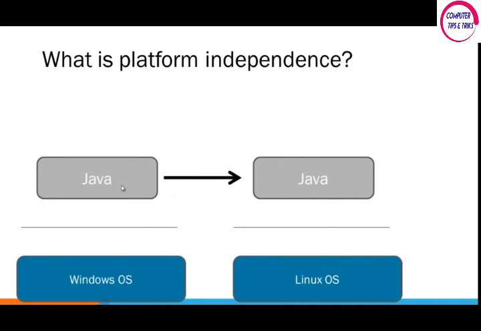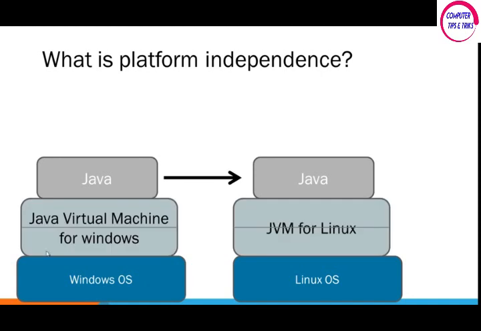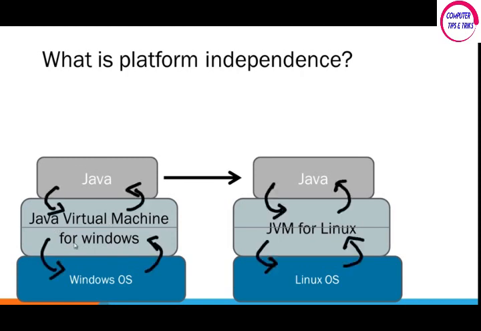What they did is they brought in another layer between the Java language and the operating system. The layer is called the Java Virtual Machine, or JVM for short. Now there are different virtual machines for different operating systems. This virtual machine is dependent on the operating system. But Java will run on top of the Java Virtual Machine. So like this, there is a layer.